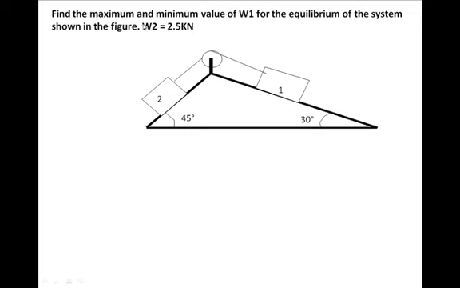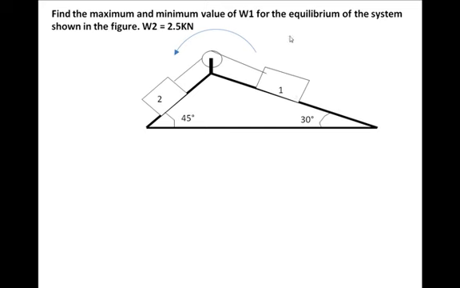It says find the maximum and minimum value of W1 for the equilibrium of the system shown in the figure. Take W2 as 2.5 kilonewton. Now, to get a maximum or minimum value of this weight W1, we need to do the problem twice. Once we assume motion direction in this manner. Second, so this is for minimum. Obviously, when W1 is minimum, motion will be this way. When W1 is maximum, motion will be this way.